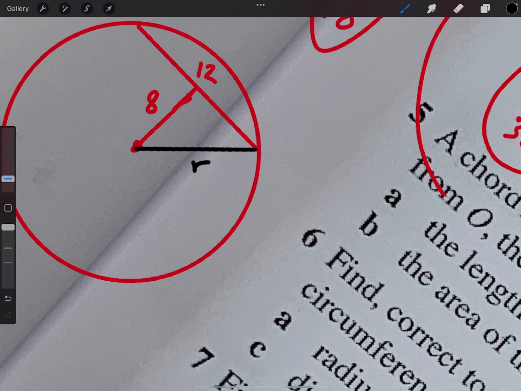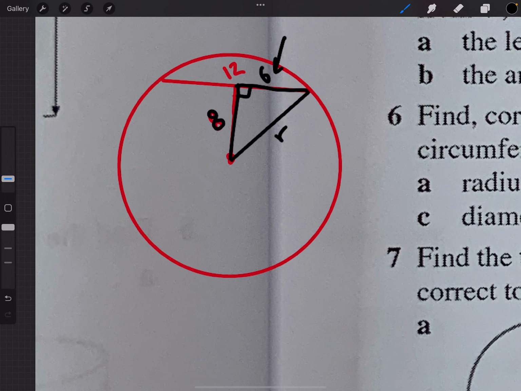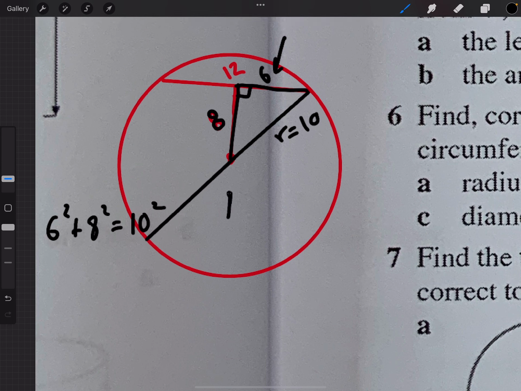So we'll call it R. And you can see that we have a right angle triangle here. Okay. Where this is 8, and this side is half of the chord, which is 6. So you got a right angle triangle with 6 and 8. So using Pythagoras, we can find out that this one is going to be 10, because 6 squared plus 8 squared is equal to 10 squared. And if radius is equal to 10, that means diameter is double of radius. So diameter is equal to 2 times 10, 20.